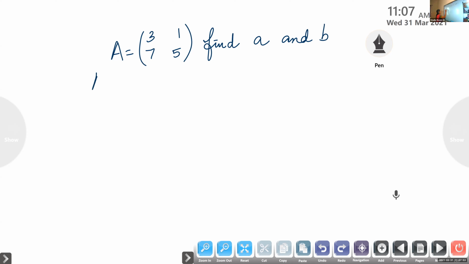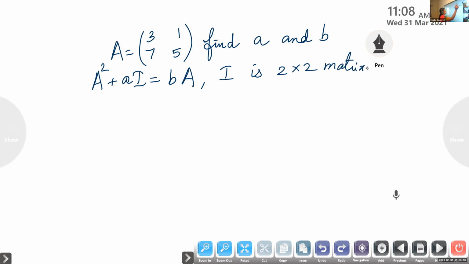A square plus aI is equal to bA, where I is a 2 by 2 matrix. This is an important board exam question, children. Find a and b, where A is the matrix 3, 1, 7, 5, such that A square plus aI is equal to bA.